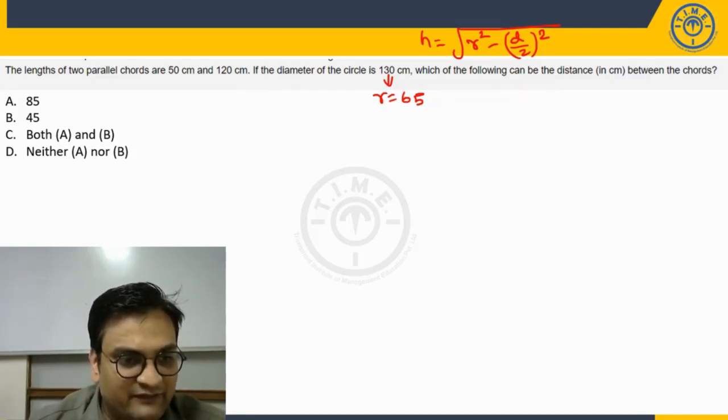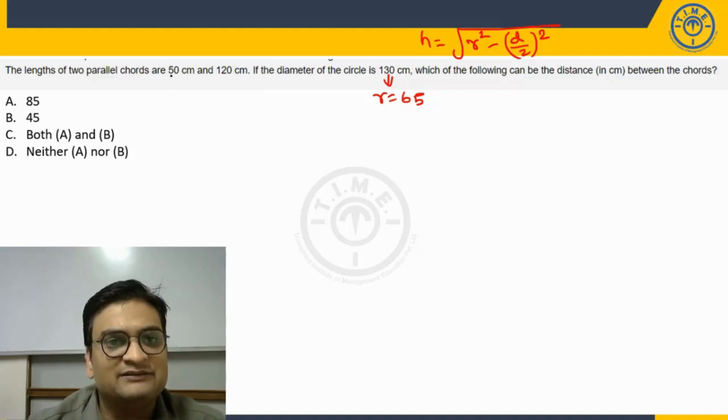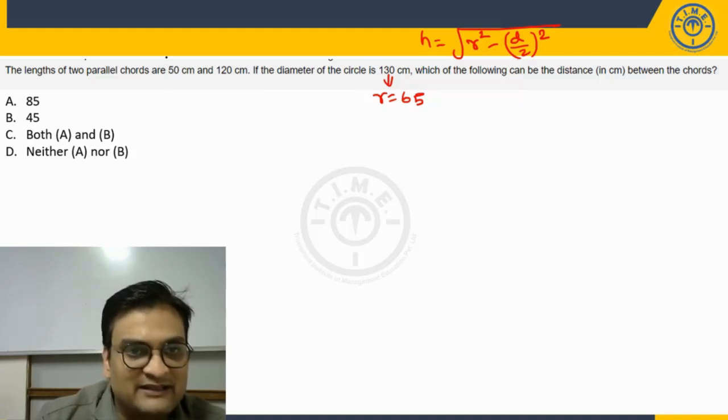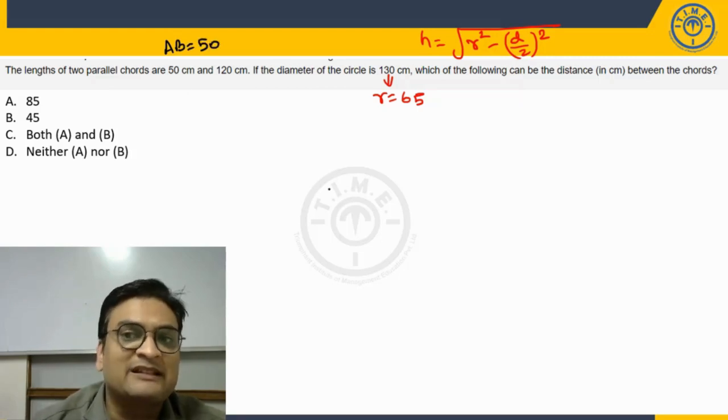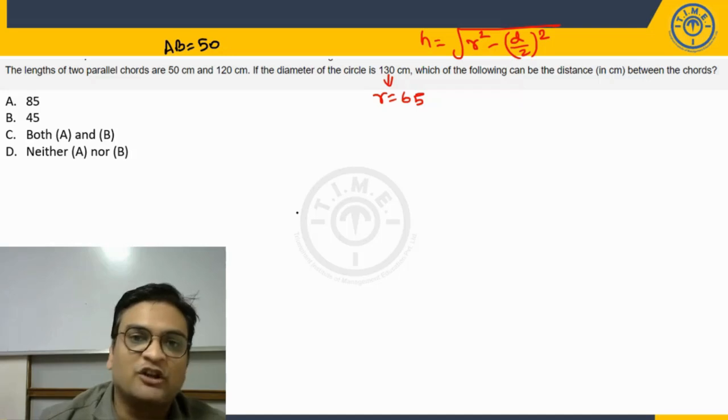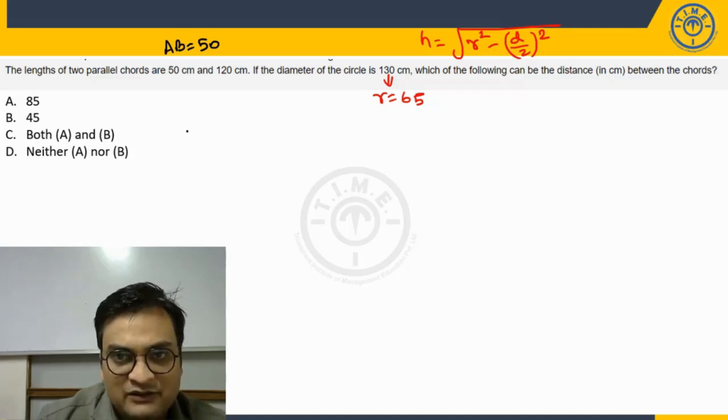Let's try to go for the question here. So R is 65. So for the first chord, let's call this as AB as I said. If AB is 50, what will be the distance from the center to the chord AB? Let's call it as H1. So can I say H1?